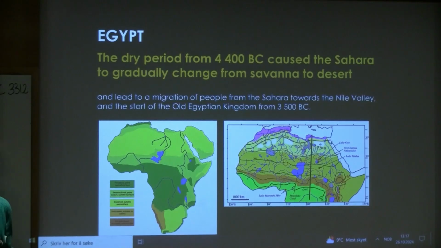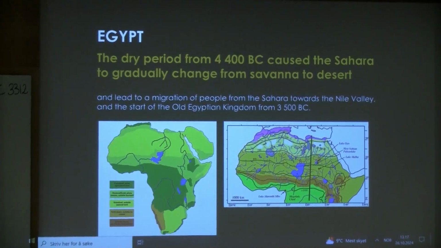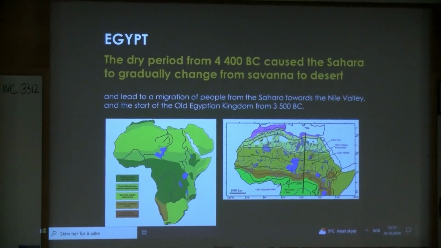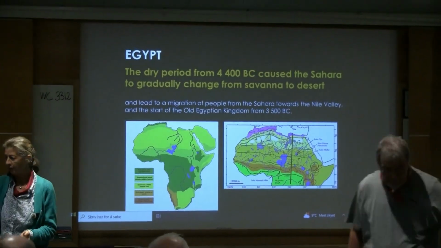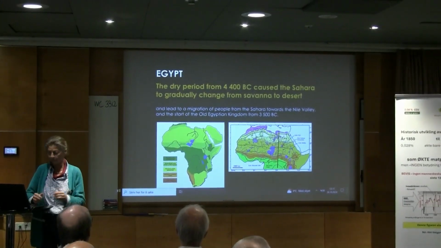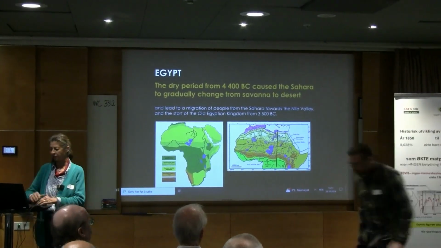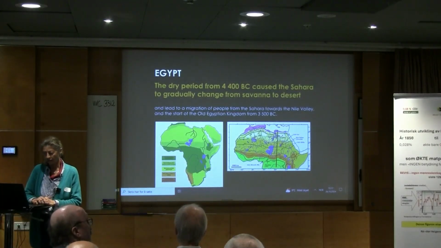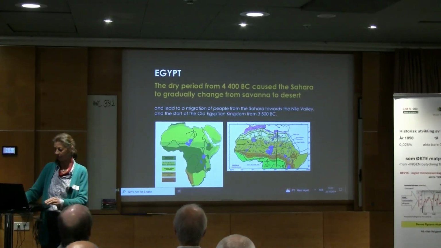For instance, you've probably heard many times that the Sahara dried up during this period. It had been a savanna, there had been river systems and lakes, and as northern Africa dried up, people migrated, a lot of them towards the east, towards the Nile, where there was still water. And thus, the civilization in Egypt started when people in large numbers came there. So the Old Kingdom started from 3500 BC.